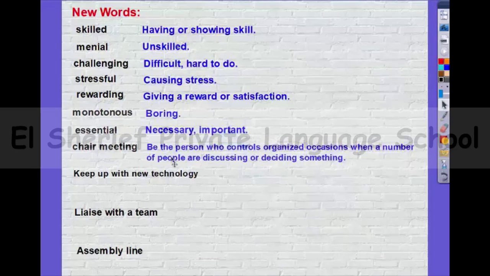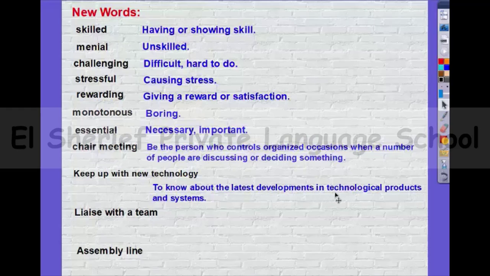Keep up with new technology. To know about the latest developments in technological products and systems. So to keep up is to be able to understand or deal with something that's happening or changing very fast. I can say I read the papers to keep up with what's happening in the outside world.